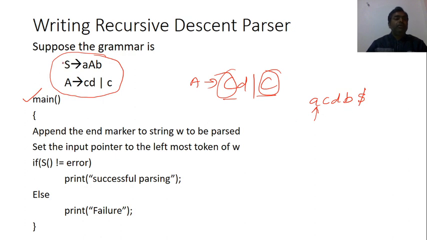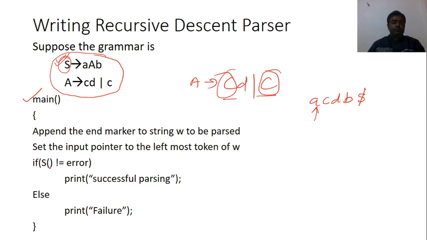Now you just look into the grammar. This is the start symbol. That means first I have to call this procedure, S procedure. Here it is written, if S not equal to error, that means this procedure does not return error, in that case we have to print successful parsing. Else, print failure. That means the string is not accepted. Here I am just calling first S.